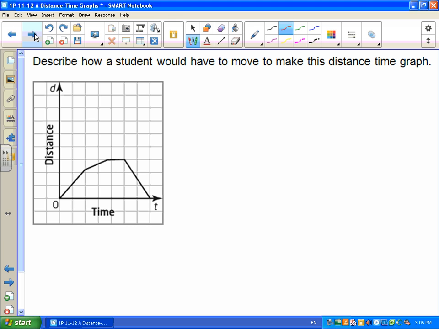Okay, so here we're given a graph, and we want to talk about how a student is going to have to move in order to make this graph. And the easiest thing to do is look at 5 things. First, we look at where they start. And then we look at each little section of the graph, 1, 2, 3, and 4. And we want to think about what each of these things tells us about the person moving.